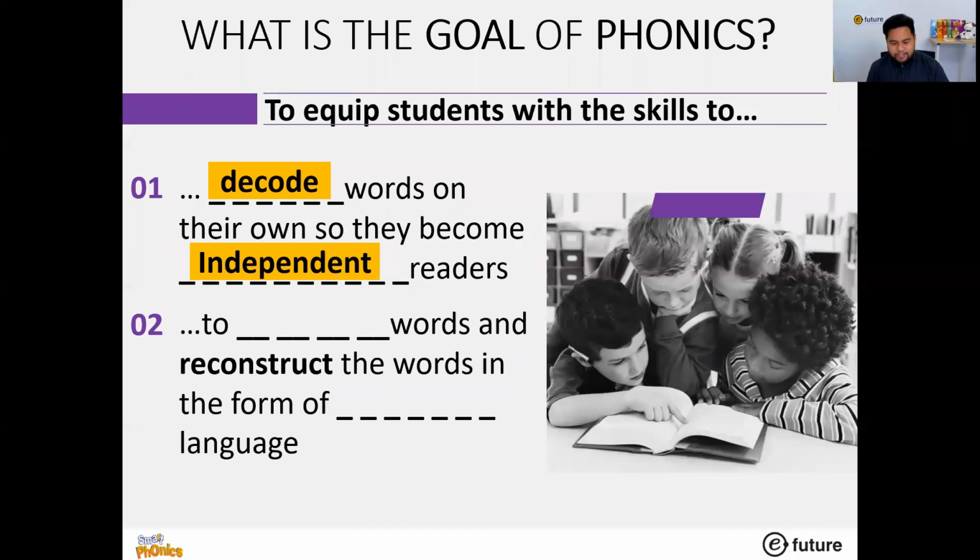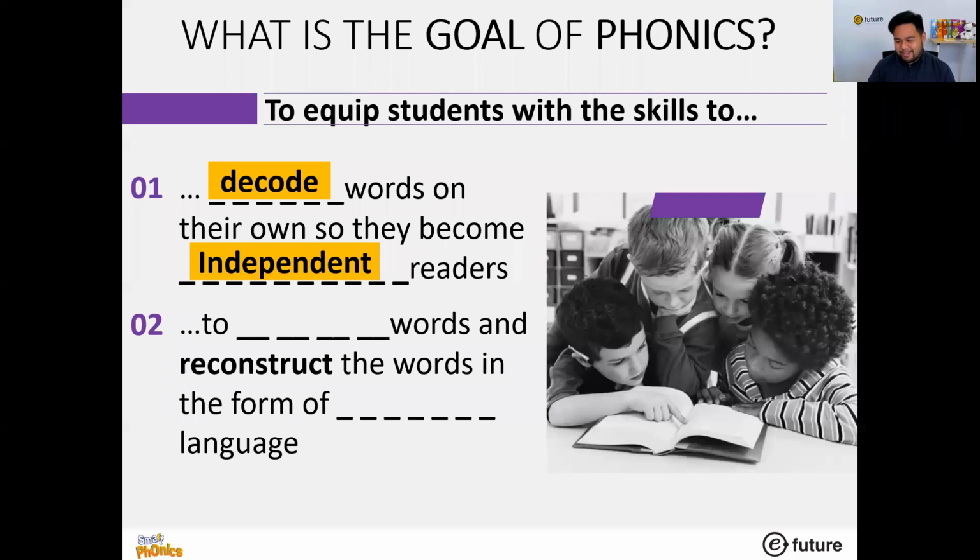So number 2, what do you think here? To blank words and reconstruct the words in the form of what language? To read words and reconstruct the words in the form of, so we have a 4-letter word. So remember, this is phonics. Okay, we're doing phonics. Pronounce, hear and spoken. Hear and writing, read and writing.